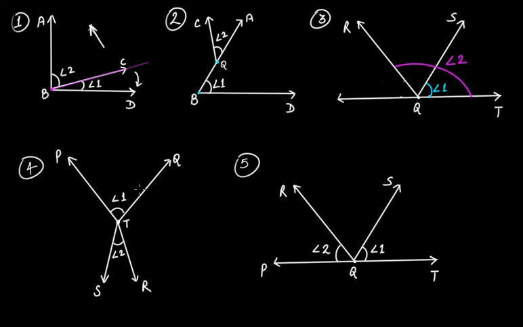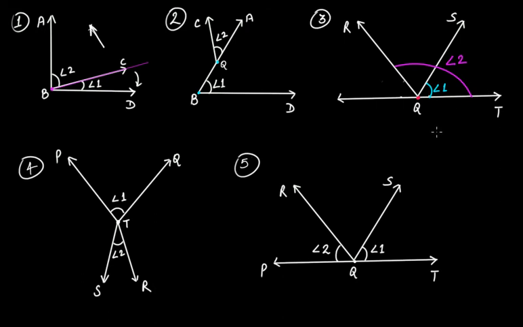In this diagram, angle 1 is angle SQT, and angle 2 is angle RQT. Now one will say that in angle 1 and angle 2 there is a common vertex, yes, the common vertex is there, but there is no common arm. There is no common arm. Why? Because angle SQT is this one, and angle RQT is this one.